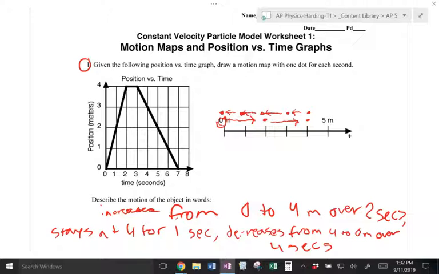Wilbur, you good? I think so. Okay, so can you read that to us? Increases from 0 to 4 meters over 2 seconds, stays at 4 for 1 second, decreases from 4 to 0 meters over 4 seconds.